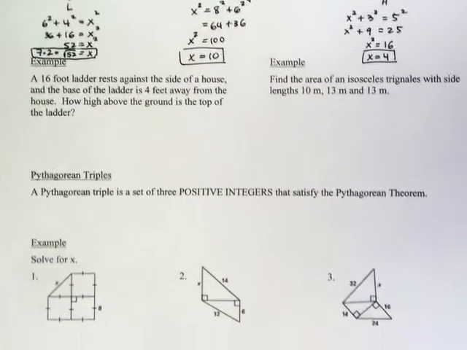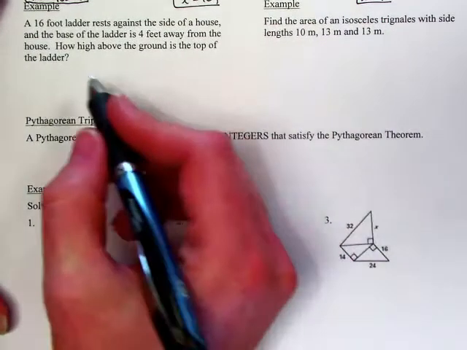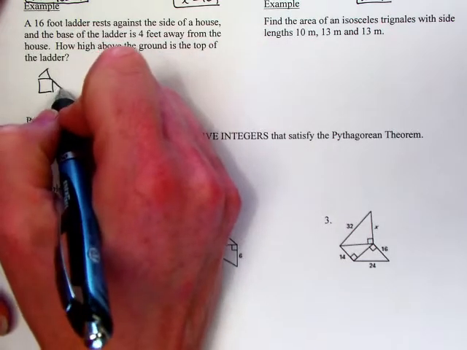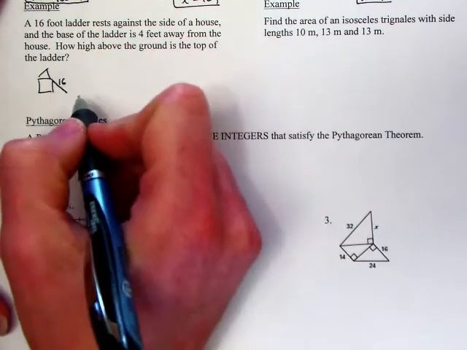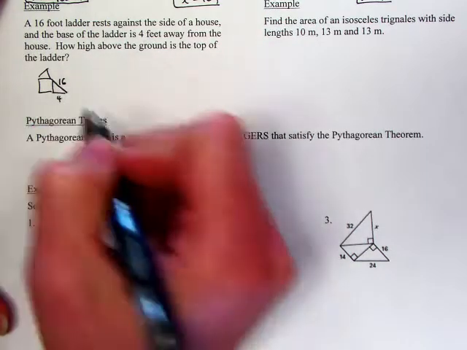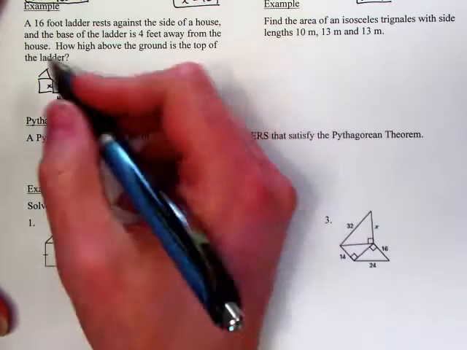Just a couple of more examples here that are in word format, so a couple of word problems. A 16-foot ladder rests against the side of a house. So here's my house. Here's my ladder against the house. It's 16 feet tall. Or I'm sorry, yeah, the 16-foot ladder. It's 4 feet away from the house. So how high above the ground does the ladder reach?